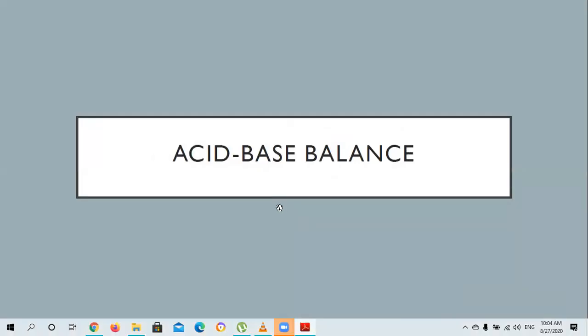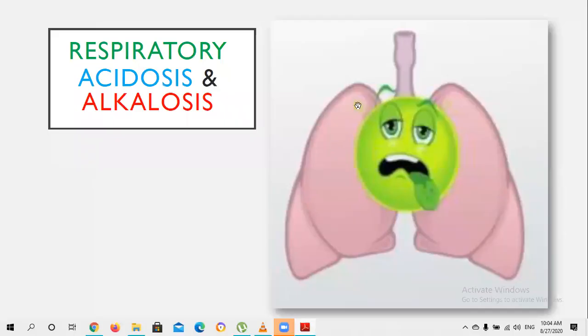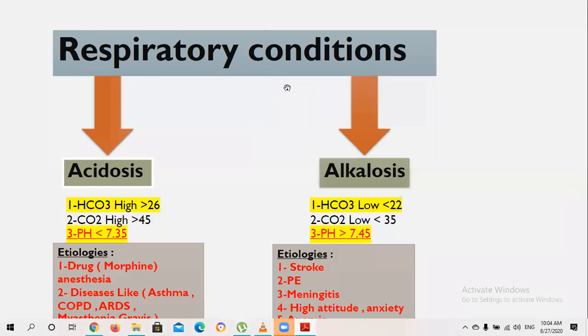Okay. Now we go to our main subject, acid-base balance. We have two cases. We have respiratory conditions and we have metabolic conditions. In cases of respiratory, we always relate it to the respiratory system. Okay. We have two conditions: acidosis or alkalosis. Okay. Let's go through it. So respiratory condition, acidosis or alkalosis.